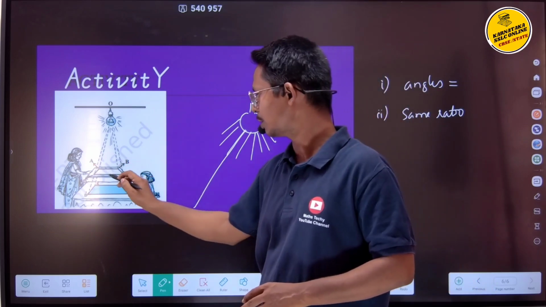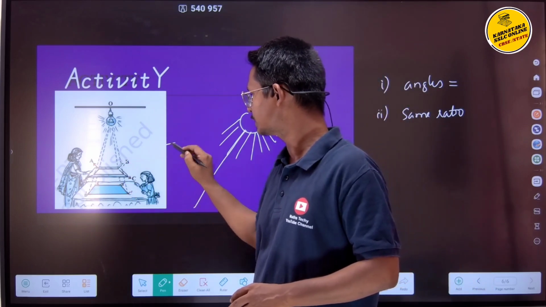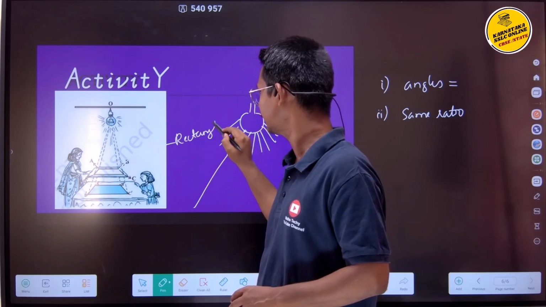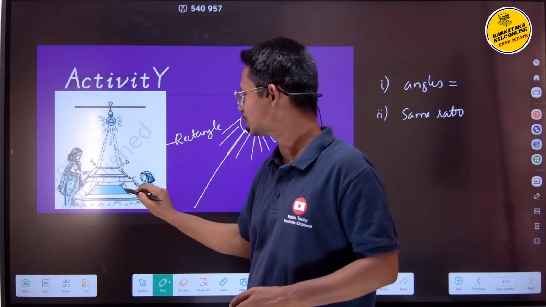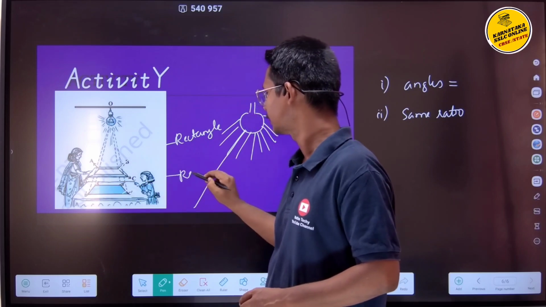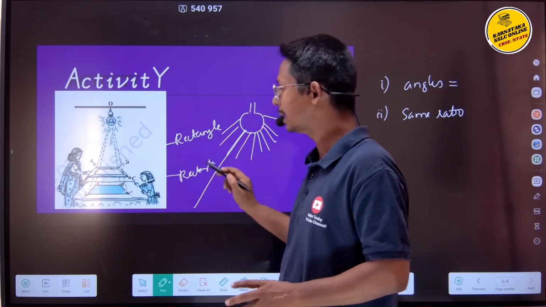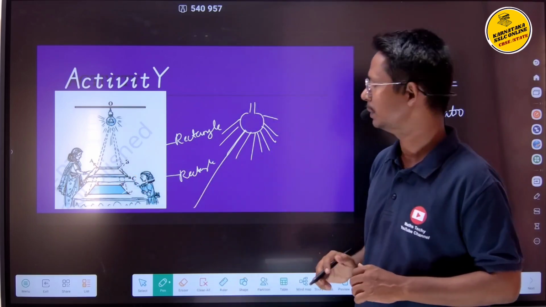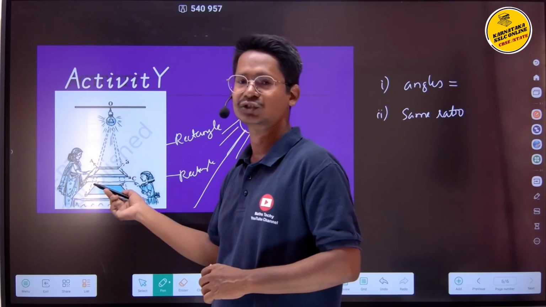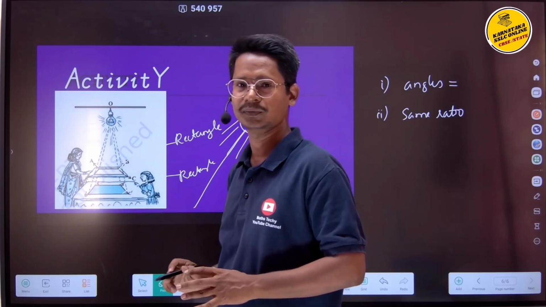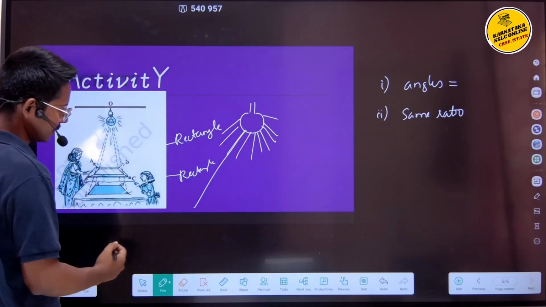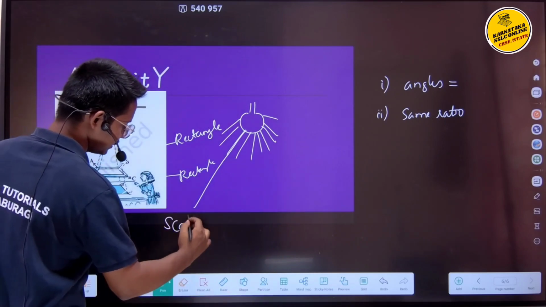If the cardboard you are keeping is rectangular, the shadow is also a rectangle, but there is a difference in size. The size is enlarged, and that enlargement is also called a scale factor.